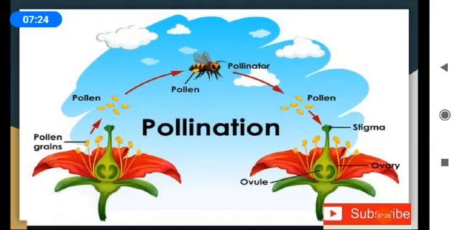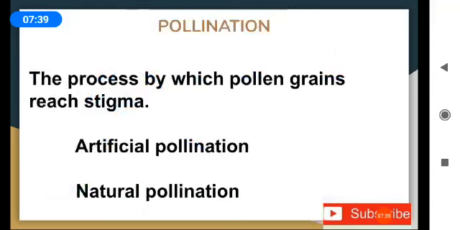The next we are going to learn about pollination. Reproduction takes place in two processes. One is pollination, another one is fertilization. First, we are going to see about pollination. So what is pollination? Pollination is the transfer of pollen grains from the anther to the stigma. So it is the process by which pollen grains reach the stigma of the flower.